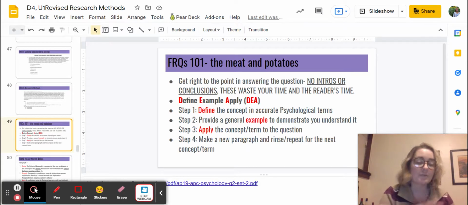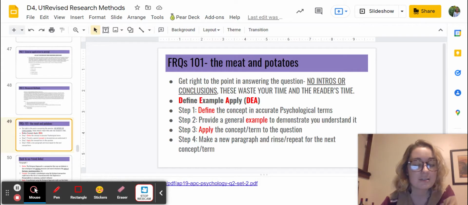So like I said, you get right to the point. This is how the structure works here, so pay attention. You are not doing an intro or conclusion. They waste your time. They waste the reader's time. No one wants to look at that. It's just fluff, and there's no point.